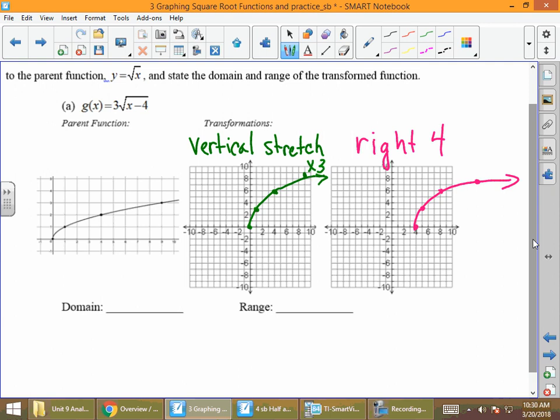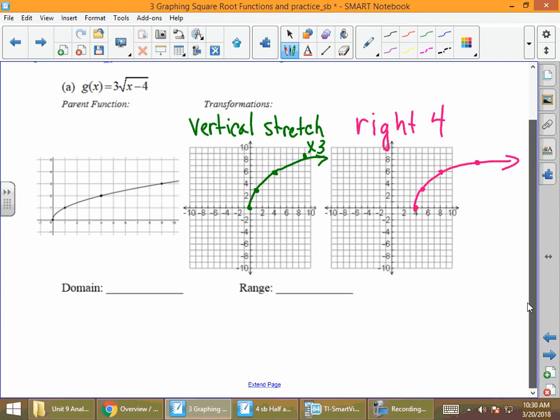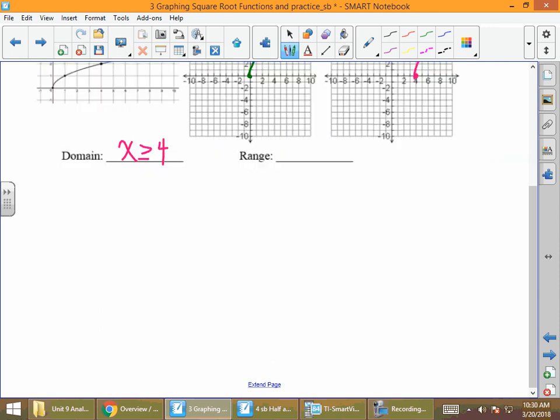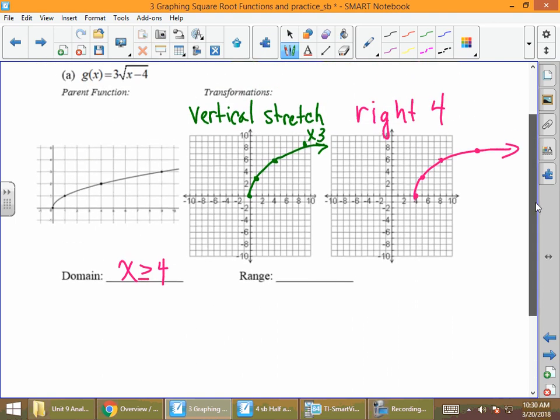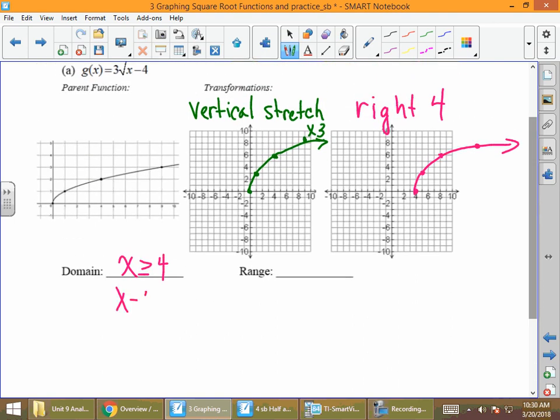And after all that, what we want to identify is what's the domain of that pink graph. So we're going to look to the farthest to the left here, which is at 4. Its x is greater than or equal to 4. To calculate that algebraically, we would have taken x minus 4 and set it greater than or equal to 0. So look at the picture, figure it out algebraically, whichever way works for you at this point.